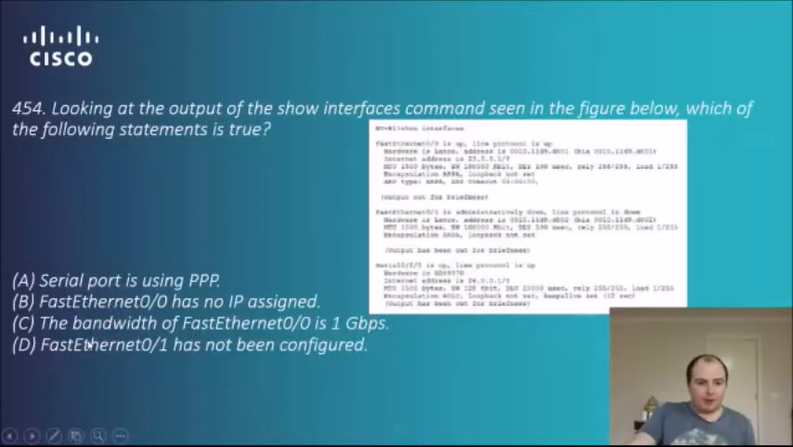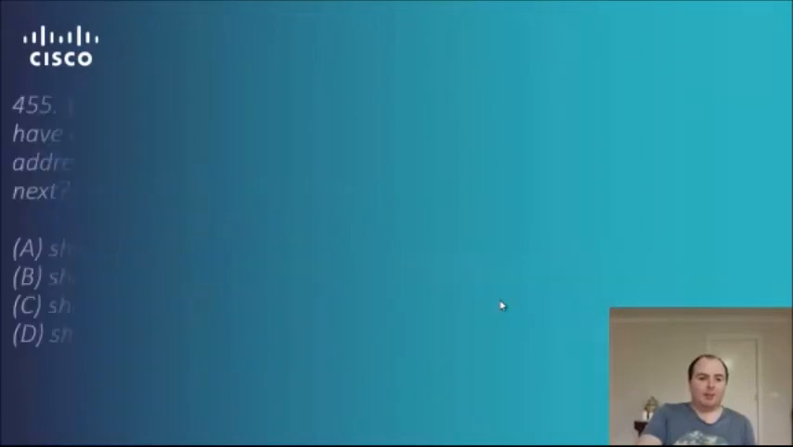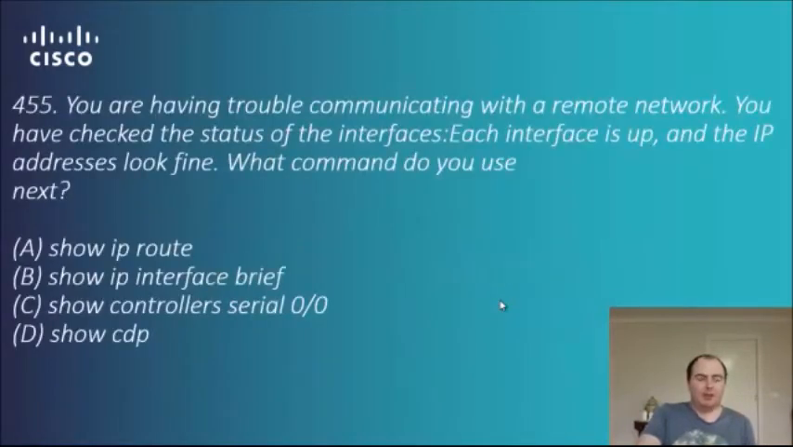Where are we? We got Fast Ethernet has not been configured, or the bandwidth of 00 is 1 gigabits. That looks like 1 gigabits to me. So therefore, it is D. Fast Ethernet 1 has not been configured, and it was administratively down, I believe.